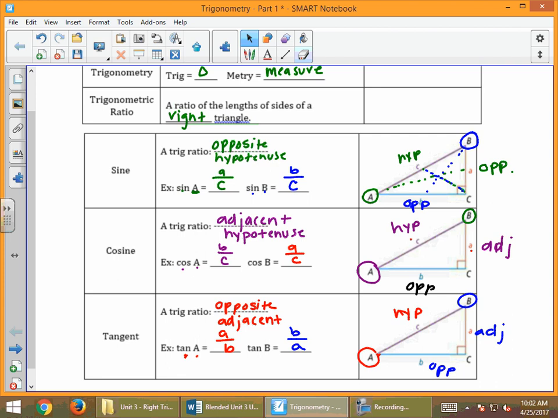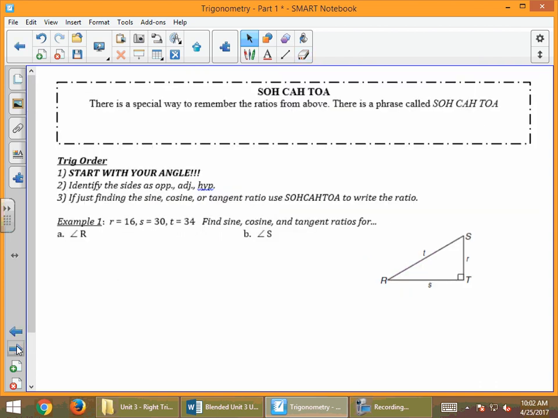You're kind of going to be given the ratios, but we have a helpful little tool to help us remember that sine is the opposite over the hypotenuse, that cosine is the adjacent over the hypotenuse, and that tangent is the opposite over adjacent. Okay, I'm going to move on. Go ahead and pause, finish writing stuff down. That little phrase is called SOHCAHTOA.